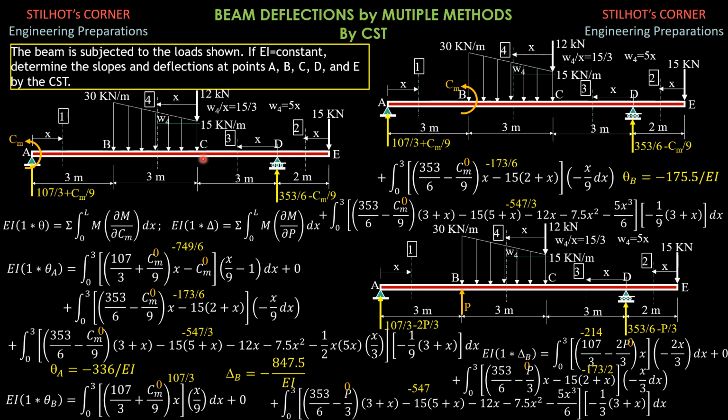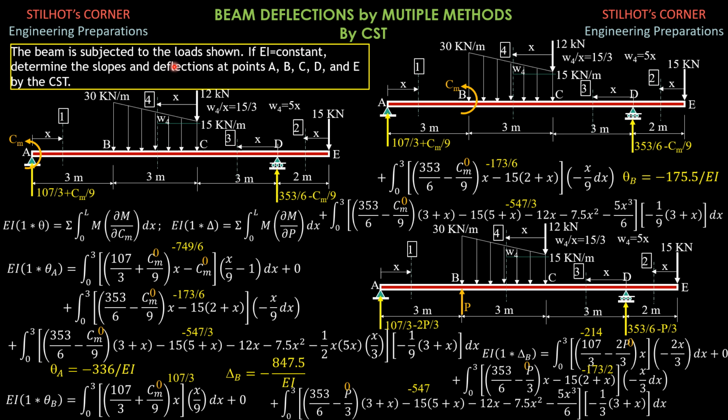Then for section 3, the integral from 0 to 3 of the moment, quantity 353 over 6 minus C sub m over 9, times x, then minus 15 times quantity 2 plus x. The partial derivative of this moment equation with respect to C sub m is negative x over 9, dx. Then the integral is negative 173 over 6, of course setting C sub m to 0 prior to integration.